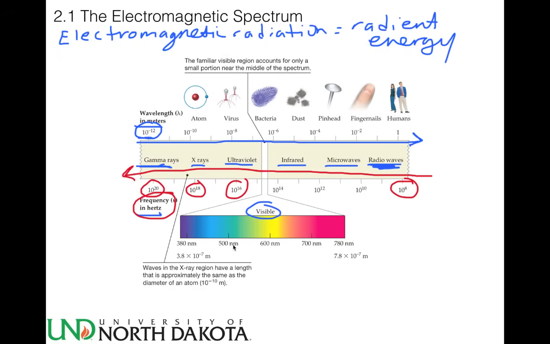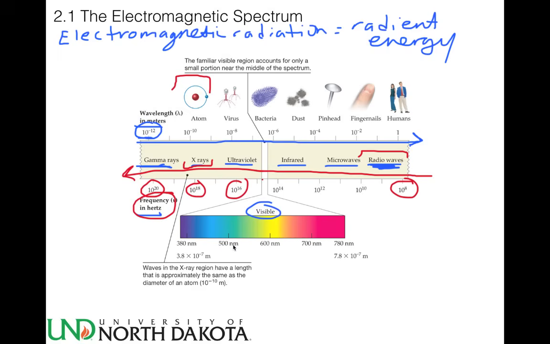Now, on this chart, you can also see an object above or very close to each type of radiation. And this is a way to visualize the scale of the wavelength. X-rays, for instance, are about as small in terms of their wavelength. X-rays have a wavelength in meters that is the distance, the diameter of an atom, whereas radio waves have a wavelength in meters that's about the same scale as a human.